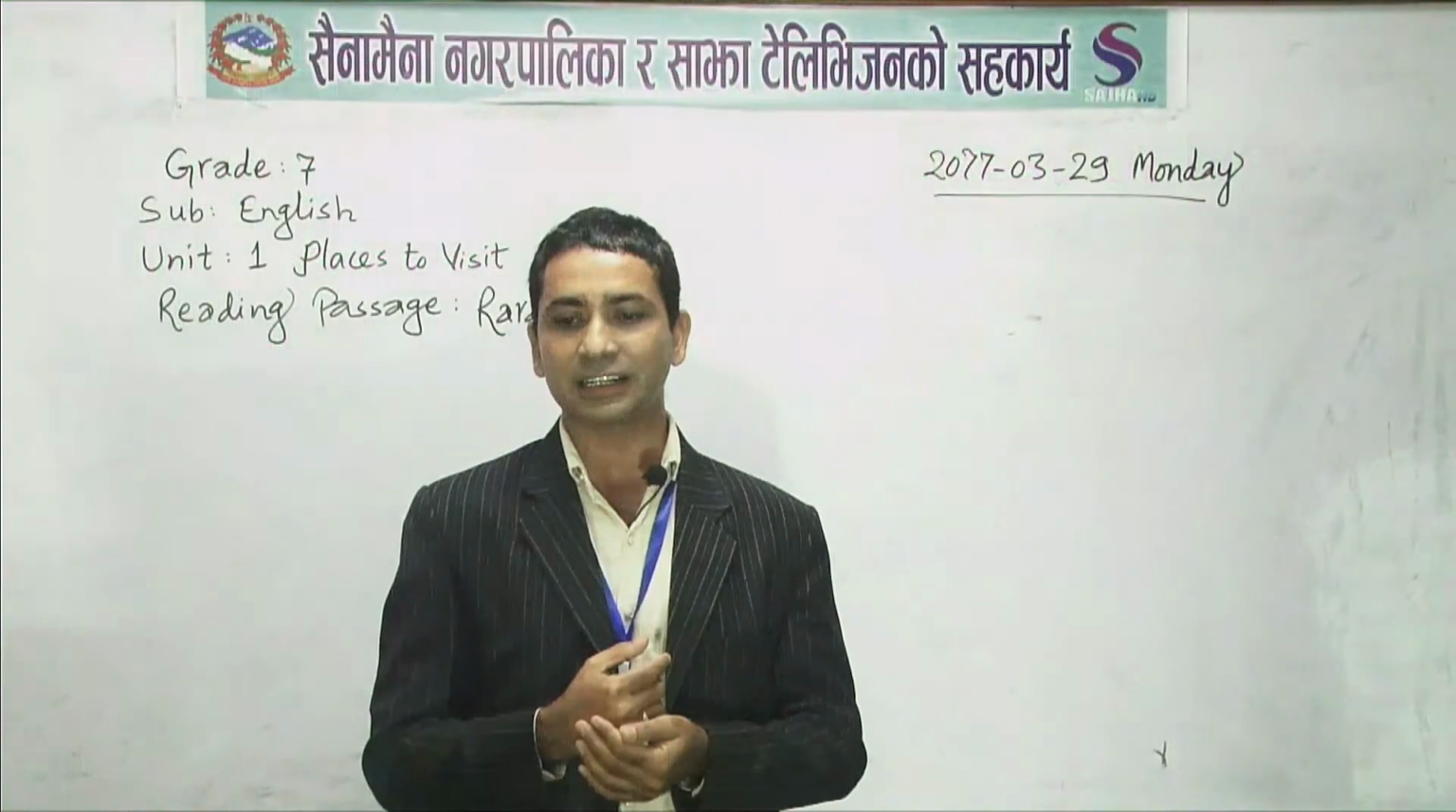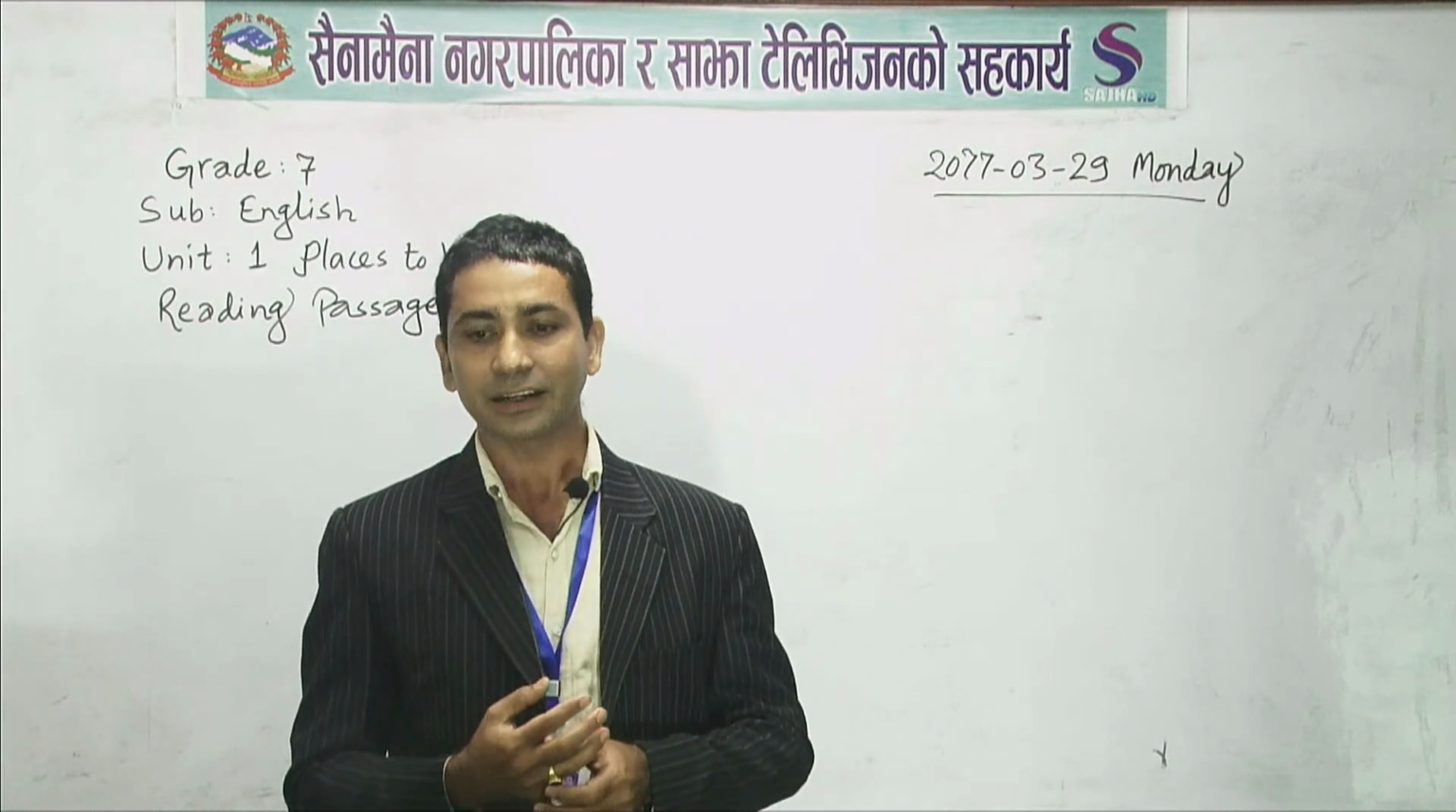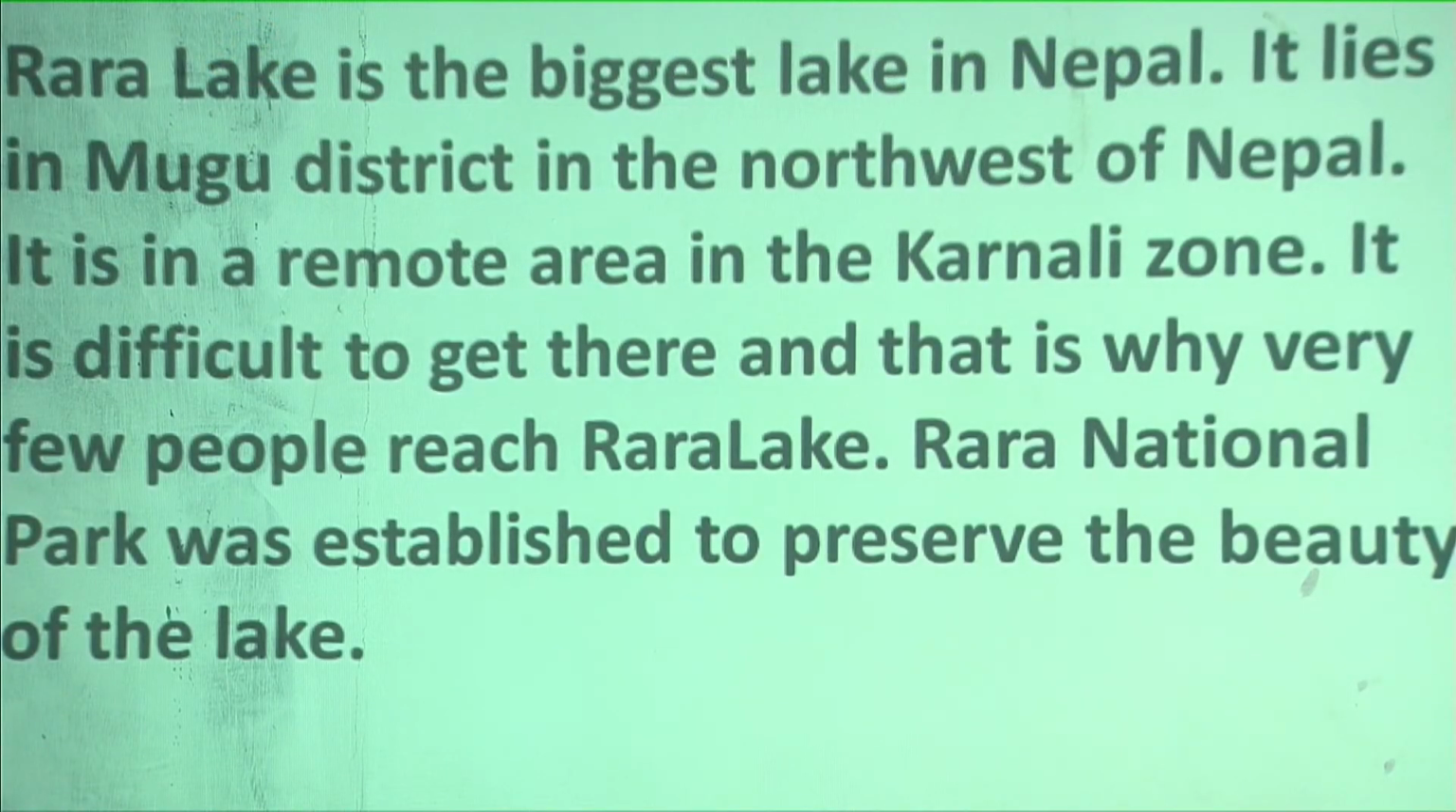It is situated in the mountainous region, and it lies in the northwestern part of Nepal. That area is called a remote area, which is very far from the center. Remote means far from the center, I already told you. And it's very difficult to get there. In the paragraph, "get there" means to go there. Okay, students, to get there means here to go there. It is very difficult to go to Rara. That is why very few people reach Rara Lake to visit.